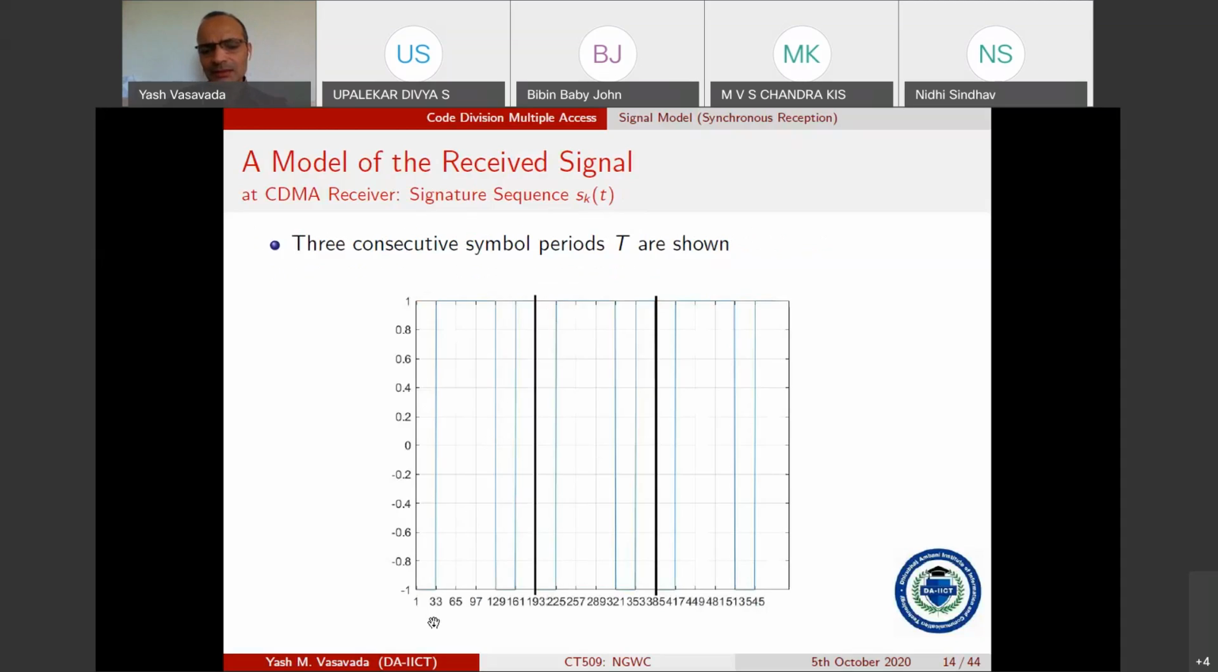If I consider this time axis to have unit of seconds, who can tell me what will be the energy of sk of t shown in this diagram?